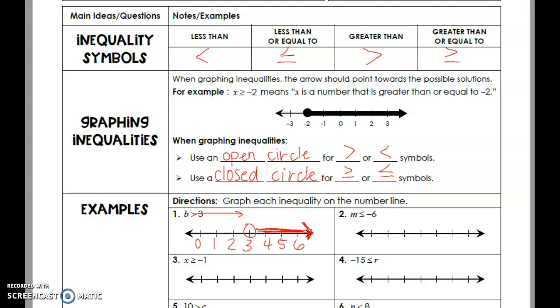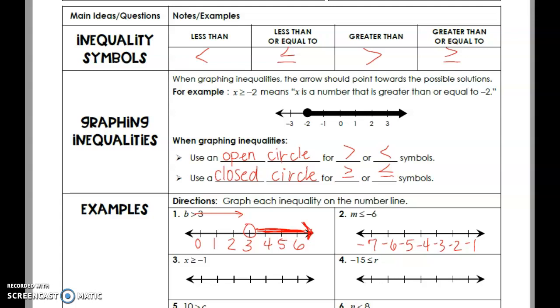Number 2, m is less than or equal to -6. Let's go ahead and write our numbers on the number line. Remember, as we get closer to 0 on our number line when we're looking at our negative numbers, they go down. So this is how it should look on your number line.